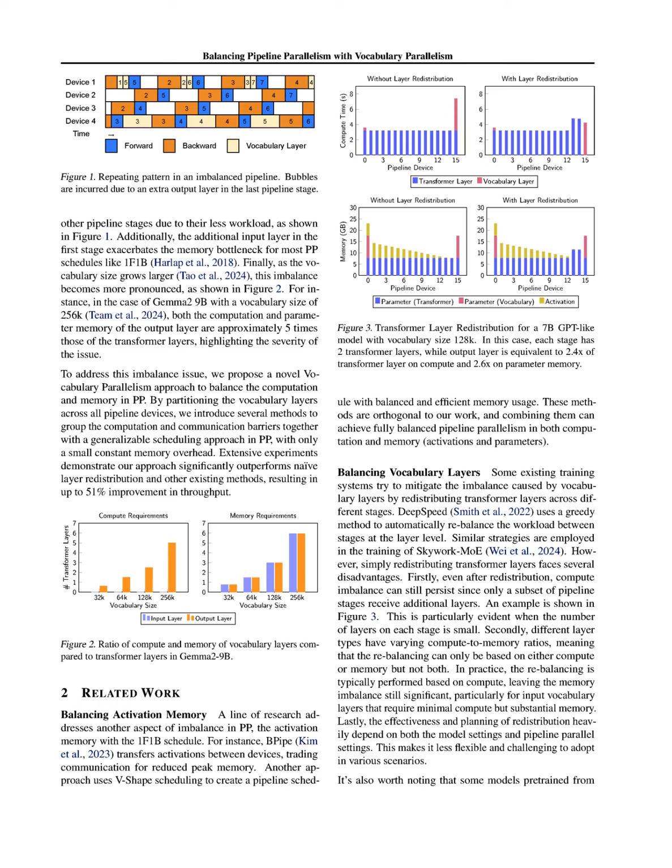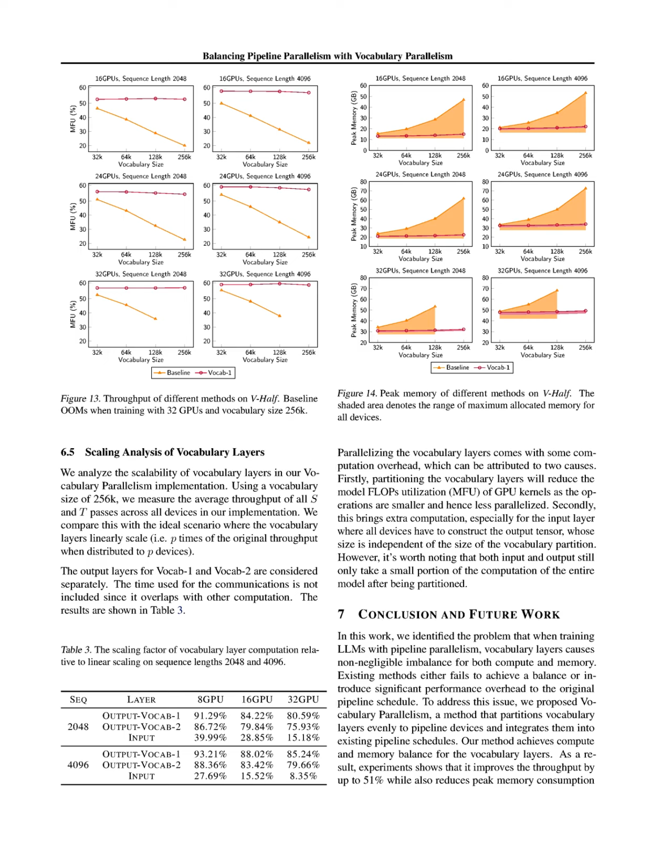increases. For instance, in the case of a large model like Gemma 29B, with a vocabulary size of 256K, the output layer's computation and memory requirements can be approximately 5 times greater than those of the transformer layers, highlighting the severity of the imbalance. By partitioning the vocabulary layers across all pipeline devices, vocabulary parallelism effectively balances computation and memory usage, resulting in up to a 51% improvement in throughput compared to naive layer redistribution methods. This approach not only mitigates the memory bottleneck, but also enhances the overall efficiency of training large-scale models.